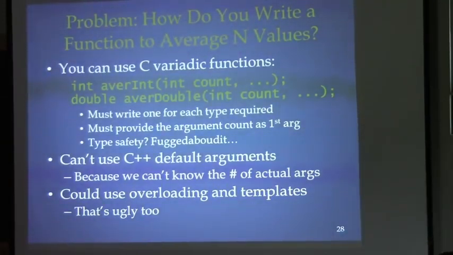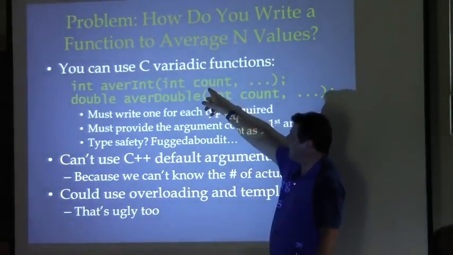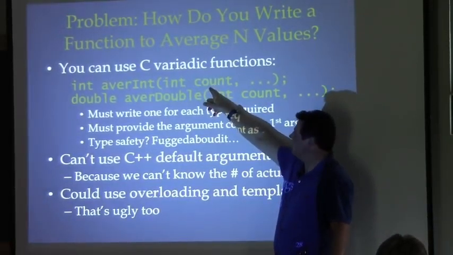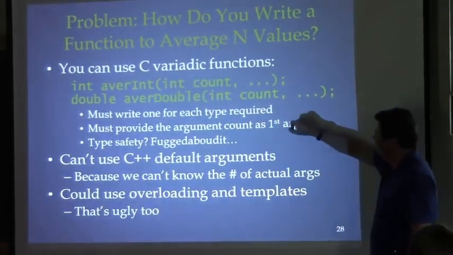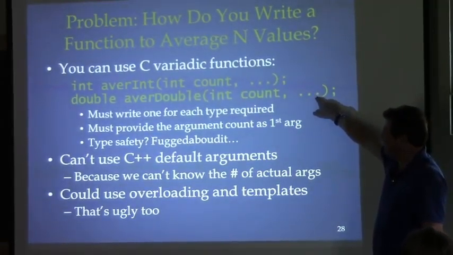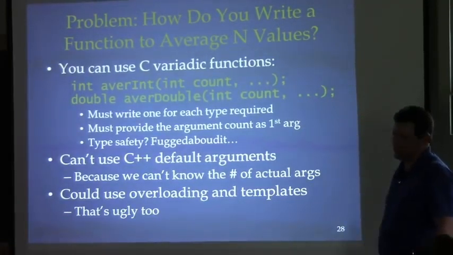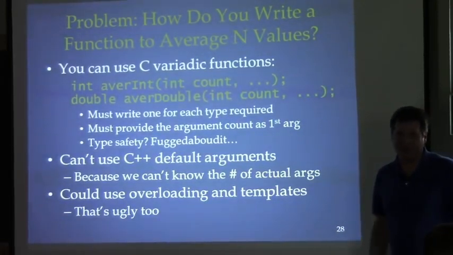How do you write a function to provide the average of n values? There are solutions even in C. It involves telling the function how many items that you're averaging and then providing them all. This is the actual syntax, right? This is called a function with a variable number of parameters. For example, printf, scanf are defined this way.